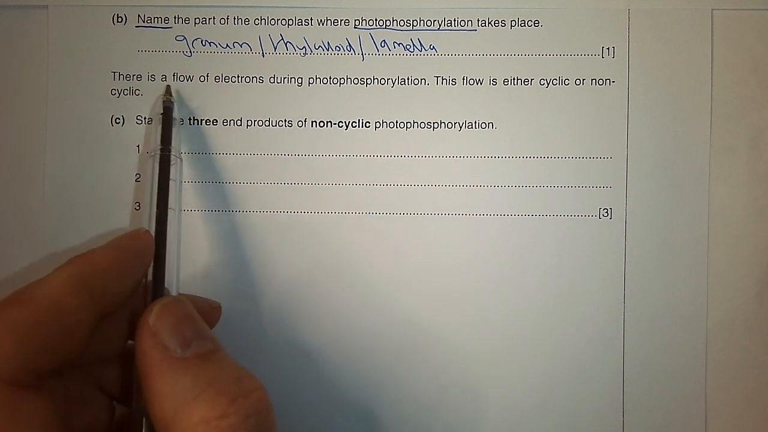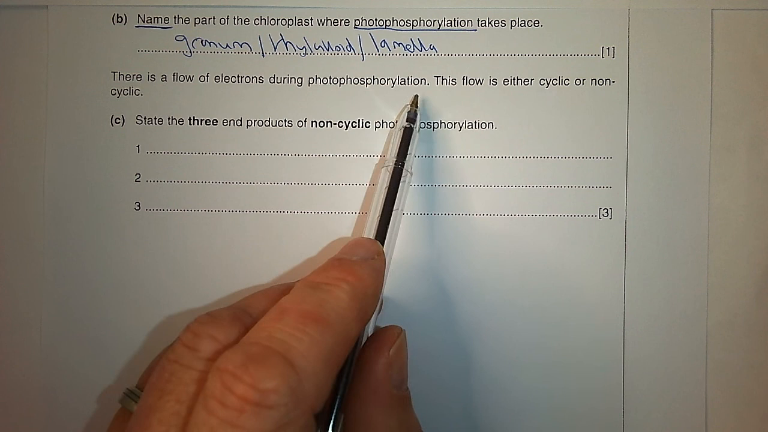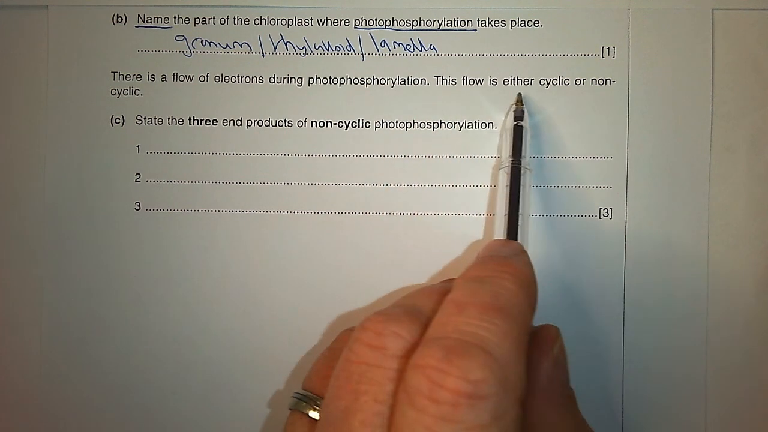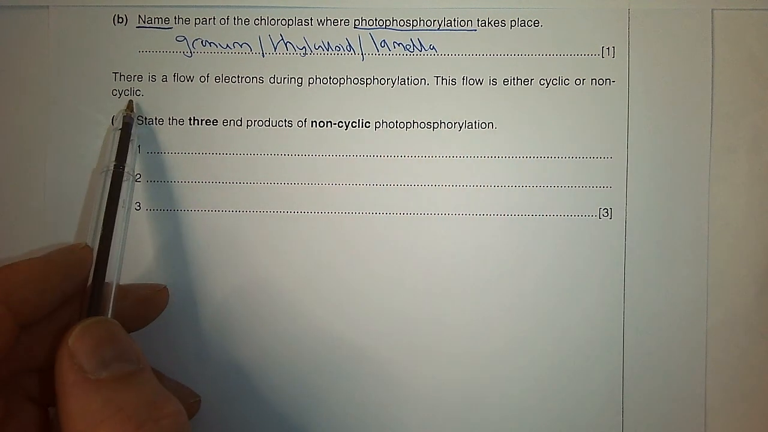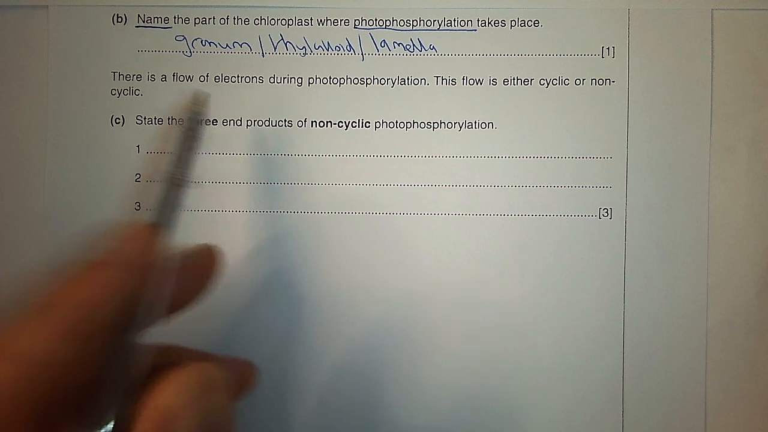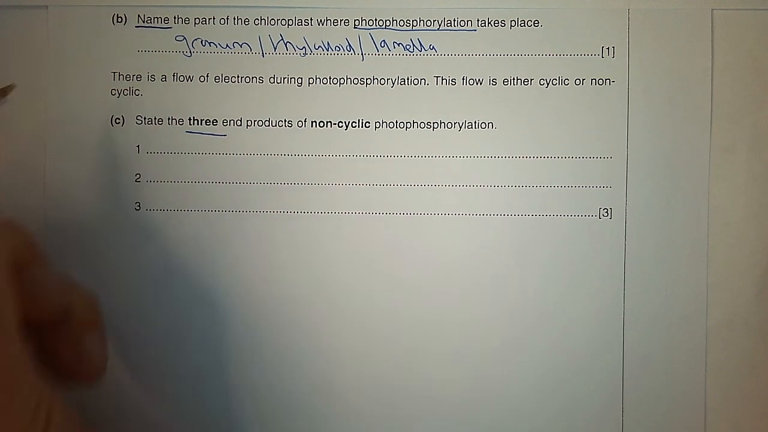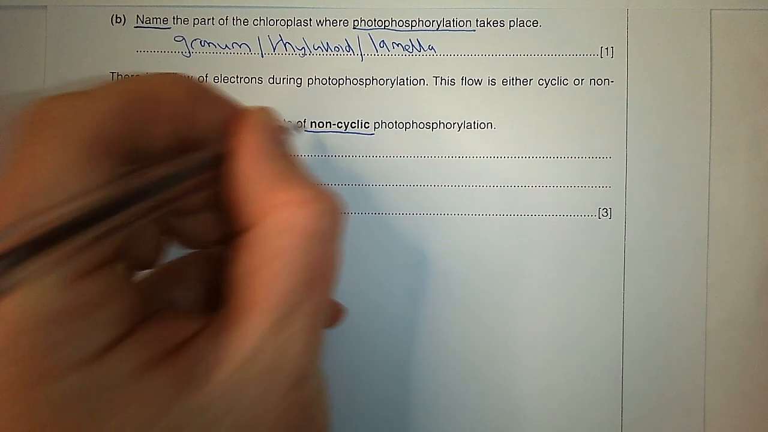It then says there's a flow of electrons during photophosphorylation. This flow is either cyclic or non-cyclic. State the three end products, so there's three of the end products of non-cyclic.